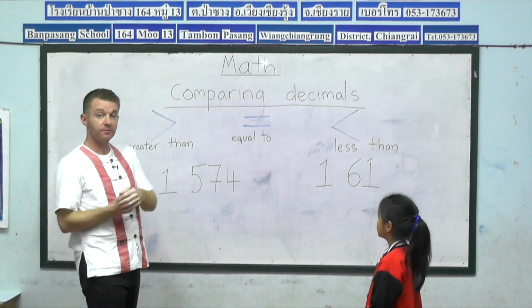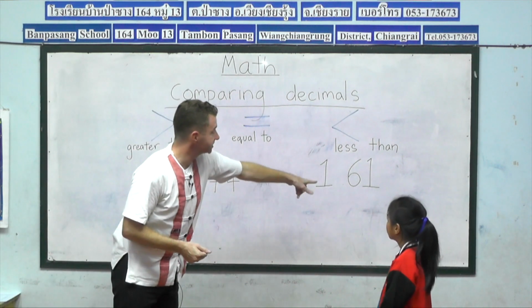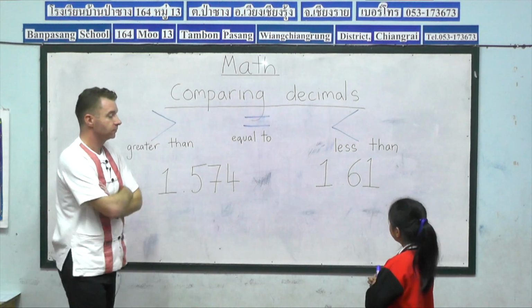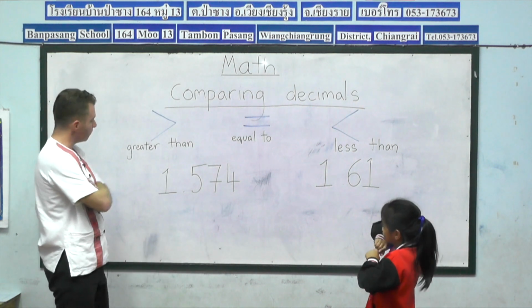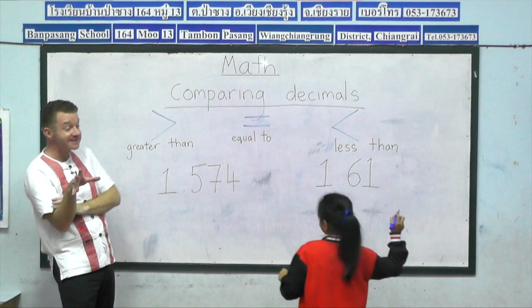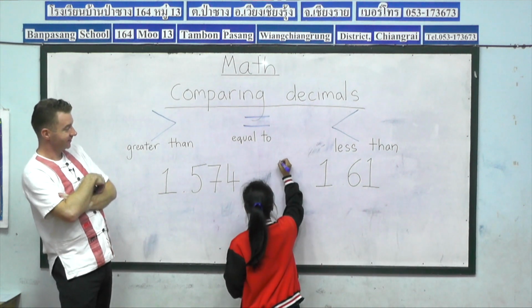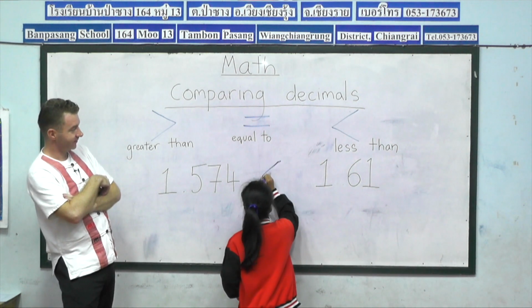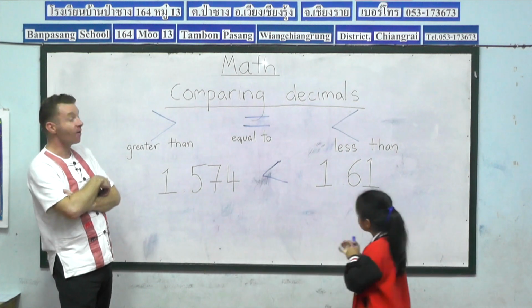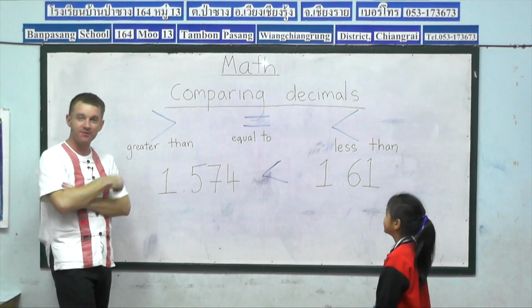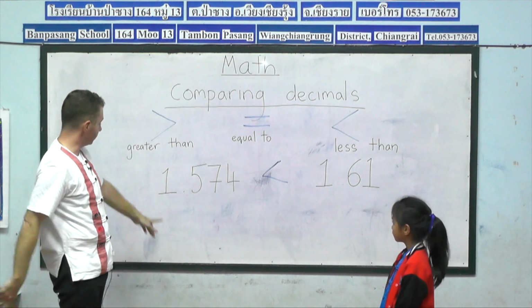1.574 and 1.61. So what do we think, Prel? 1.574 is less than 1.61. Correct. First of all, we look at the whole numbers.